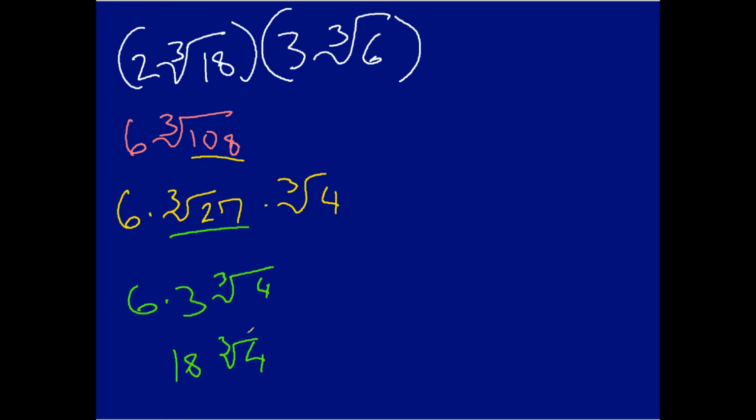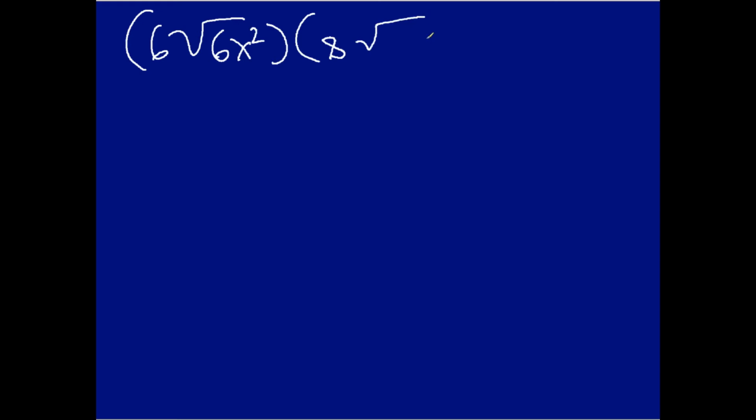Now let's do one more. This last one is going to involve several things we haven't looked at. It's going to have variables, and it's going to have different exponents inside the example. It's easier to show you rather than do the theoretical side of it. So here it is, and it's messy. So hold your seats: 6 times the square root of 6x squared times 8 times the square root of 30x to the 4th power. Now, there are many ways that this can be done.